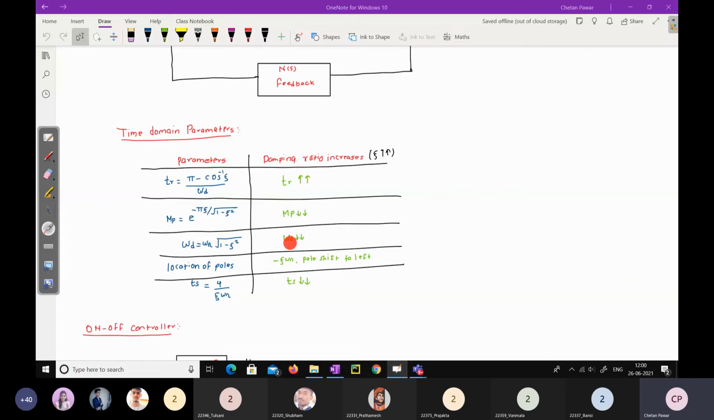What will be the location of the poles? Zeta times omega n is the pole location, right? If zeta is increasing, what will happen? The pole will be shifted to the left side. This will be the pole, zeta times omega n. If I increase zeta, this pole will shift to the left side. If the pole shifts to the left side, what will happen to the system stability?